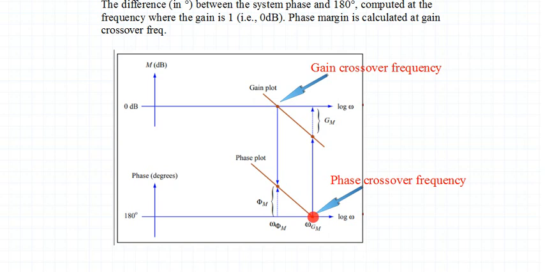So where is it projected? Where is it meeting the gain plot? At this particular point. Now find the distance between this point that you have identified on the gain plot by projecting the phase crossover frequency, and the 0 dB line. The difference between them becomes the gain margin. So this is your gain margin.